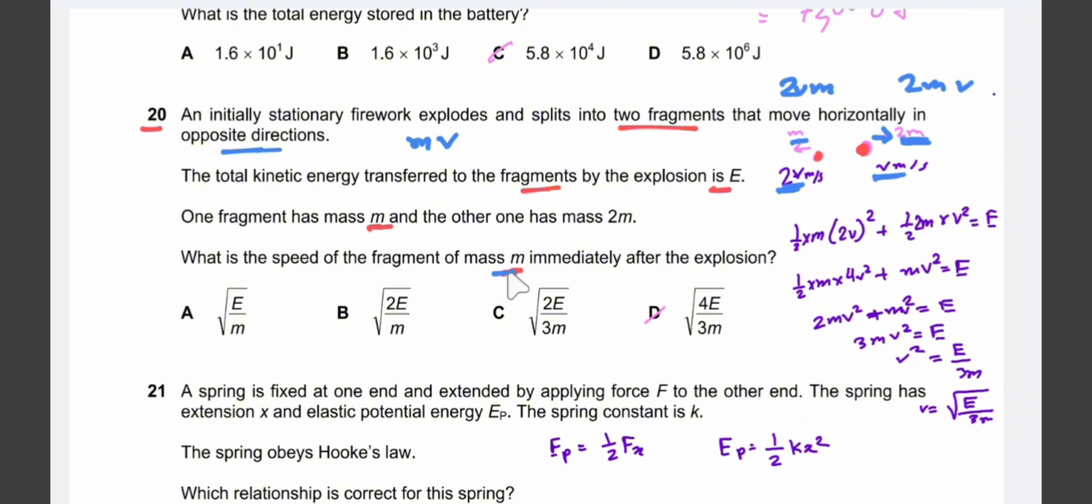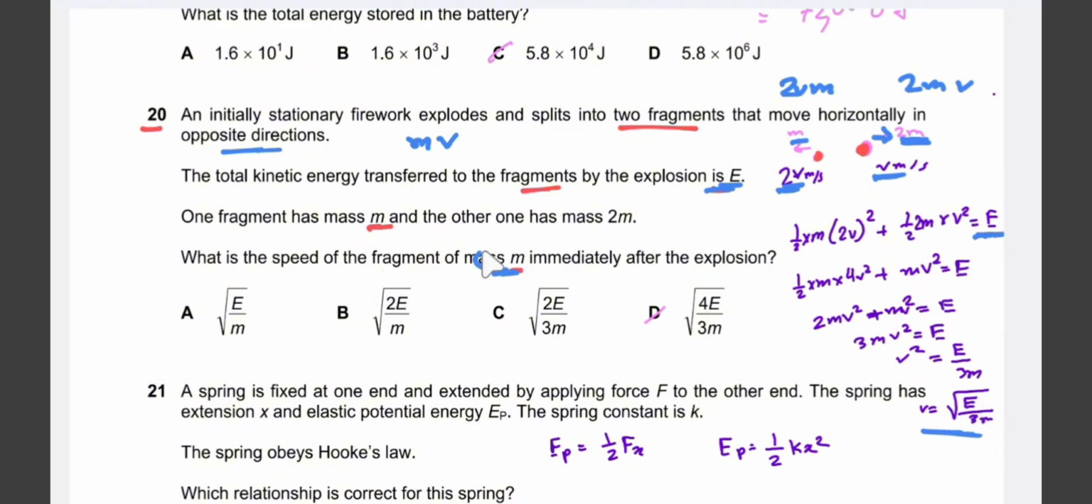So what is the speed of the fragment m? The total kinetic energy is E, and we know that kinetic energy is half mv squared. So half m into (2v) squared plus half 2m into v squared is the total kinetic energy transferred to the fragments. We equate this and find the value of v: v is equal to root over E by 3m.